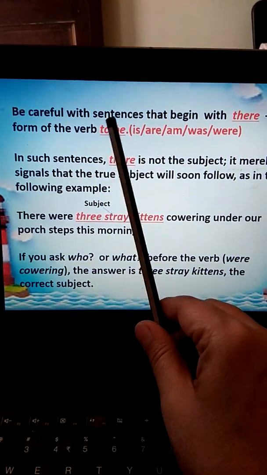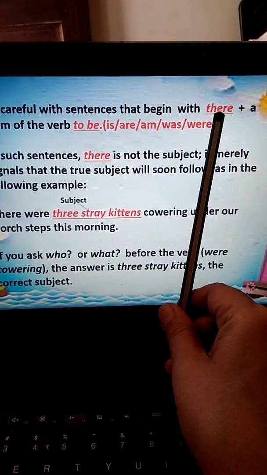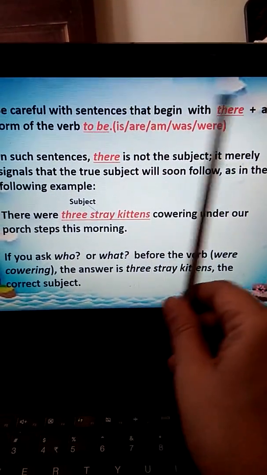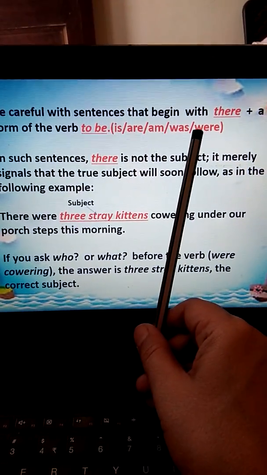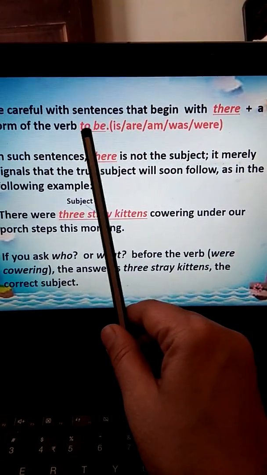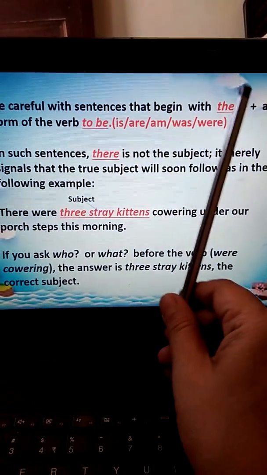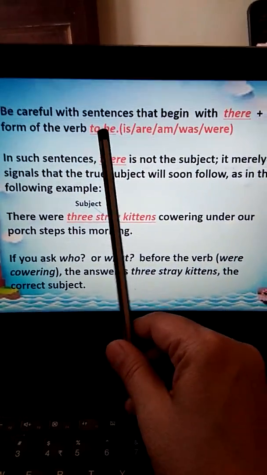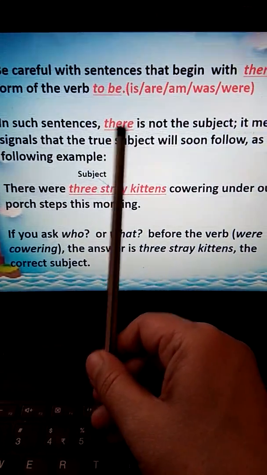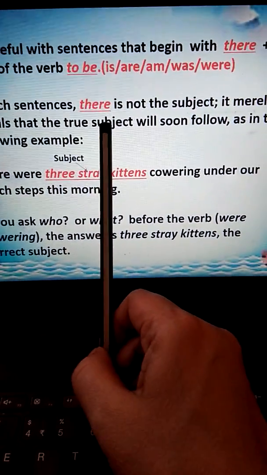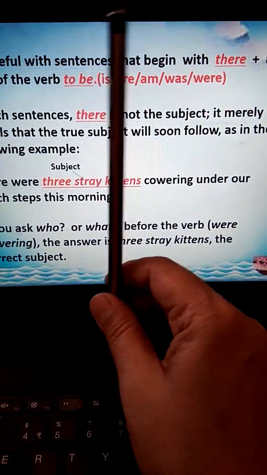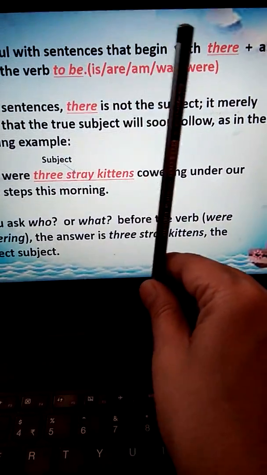See, be careful with sentences that begin with there plus any form of the to be verb. There is, there are, there am, there was, there were. These are all the forms of this verb to be. So be careful with the sentences starting with there plus any form of the to be verb. Why? Because in such sentences, there is not the subject. It merely signals that the true subject will soon follow. So there is not the subject, but the subject will soon follow.